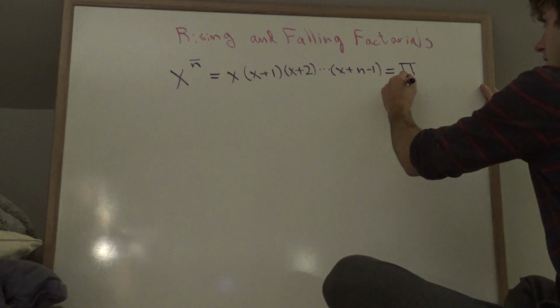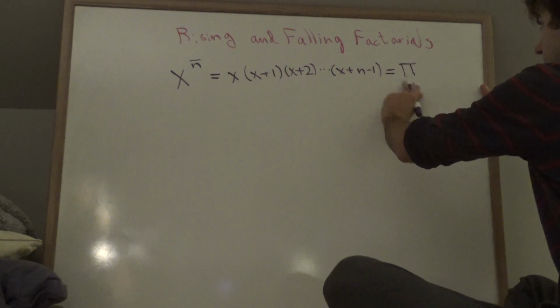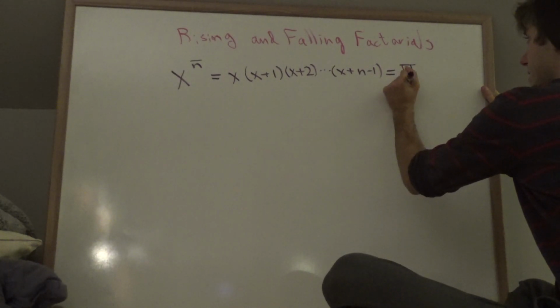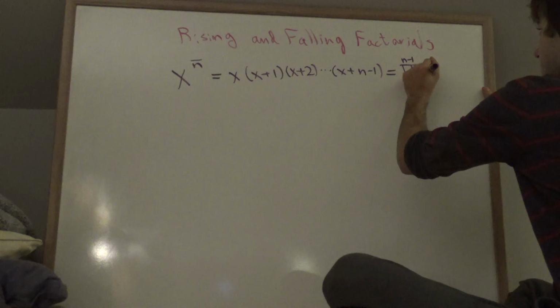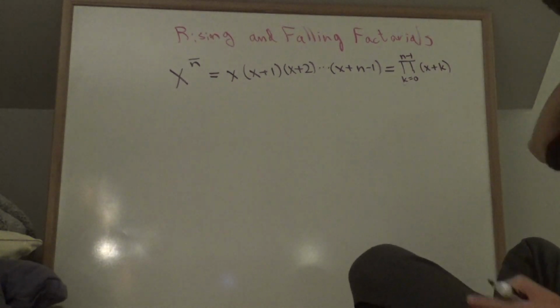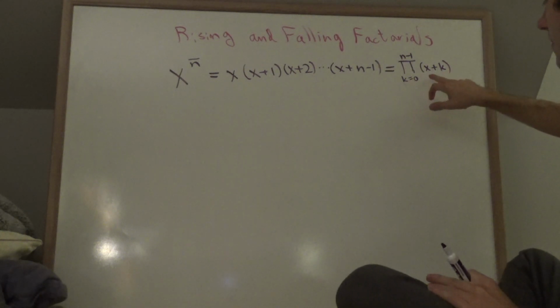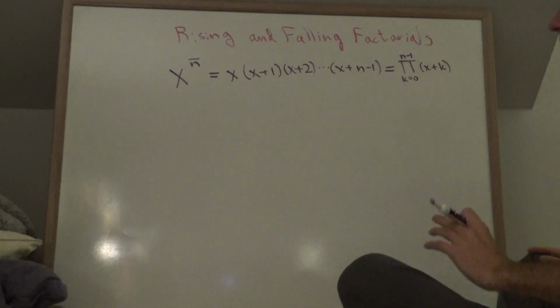from k equals 0 to n minus 1 of x plus k. Right, so we're just multiplying from x plus 0 times x plus 1 all the way up to x plus n minus 1.